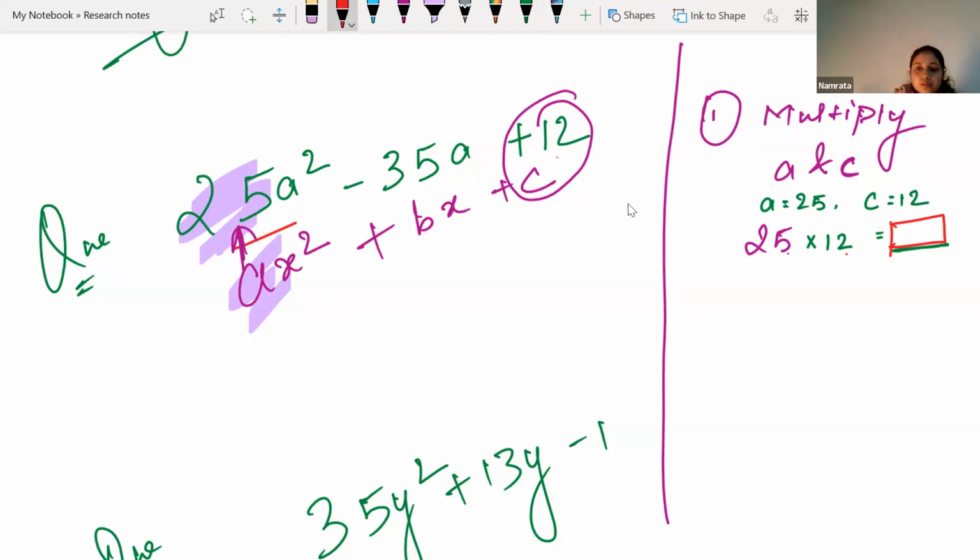25 we can write as 5 into 5. And 12 we can write as 6 into 2, or we can break it again. I am just breaking everything into smaller parts. 25 into 12. Now we need to take two such factors that by adding or subtracting them, we end up getting 35. How will we make the two factors? Let me show you. 15, 20.